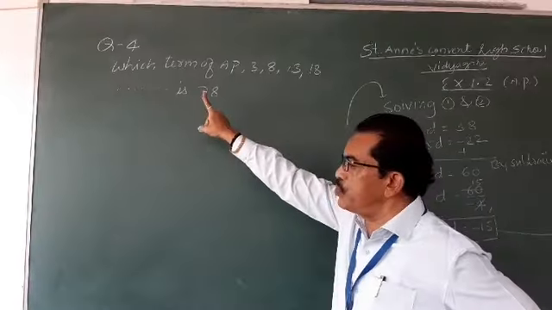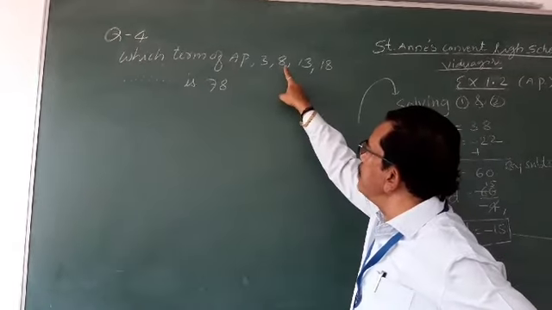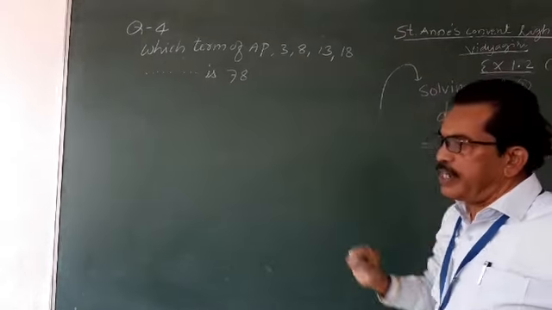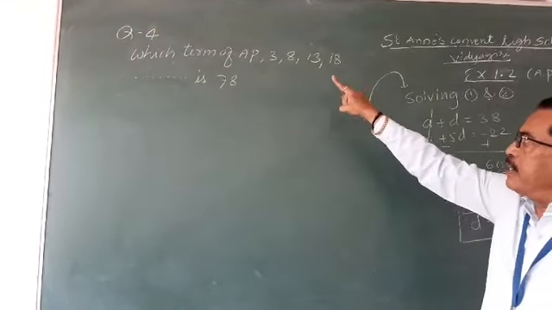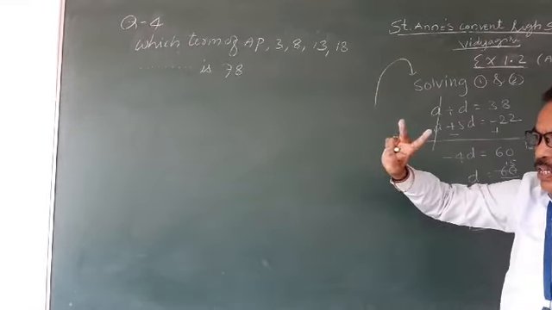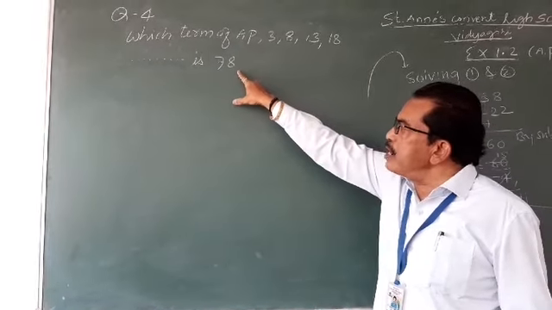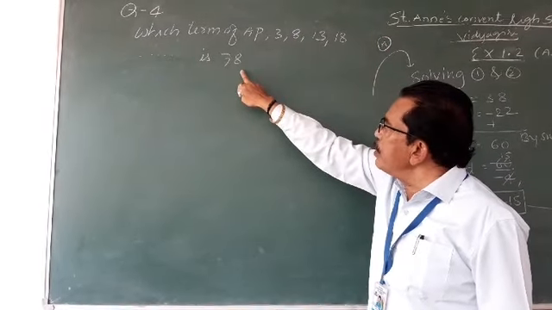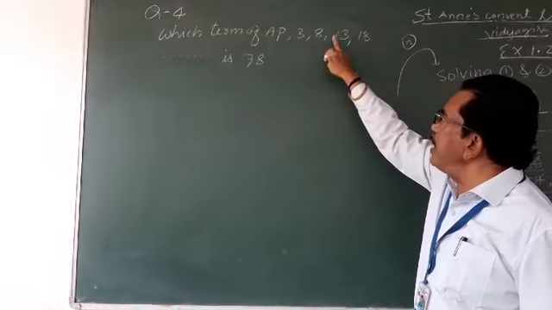Exercise 1.2, fourth question. Only one problem is there. Which term of the AP 3, 8, 13, 18, and so on is 78? See, first of all, I will tell the meaning of this question. Here 3, 8, 13, 18, up to 78. What we have to find is which term, the number of the term, that is n. We have to find in which term this 78 lies.